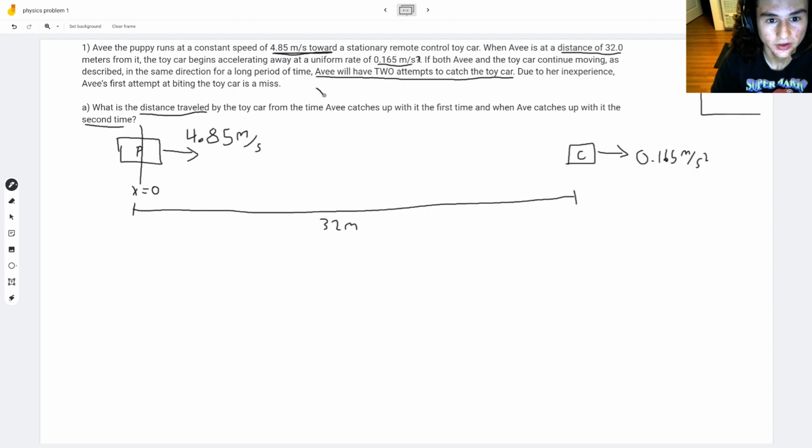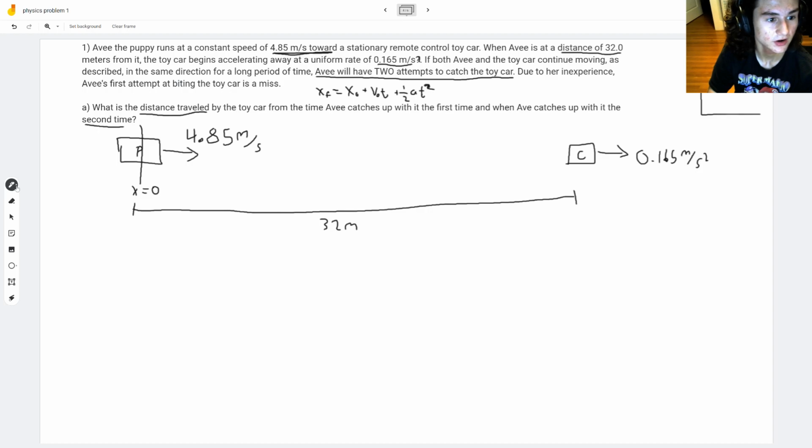So I'm going to just write the equation over here. X final equals X initial plus V initial T plus 1/2 A, this is another T, and that's squared. So with this equation, we can set up an equation for each of these things.